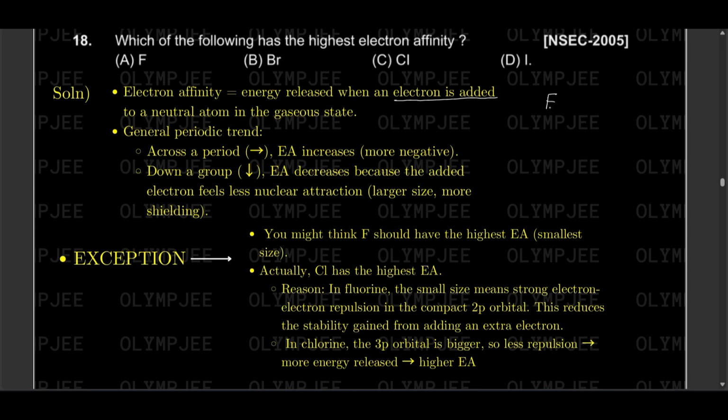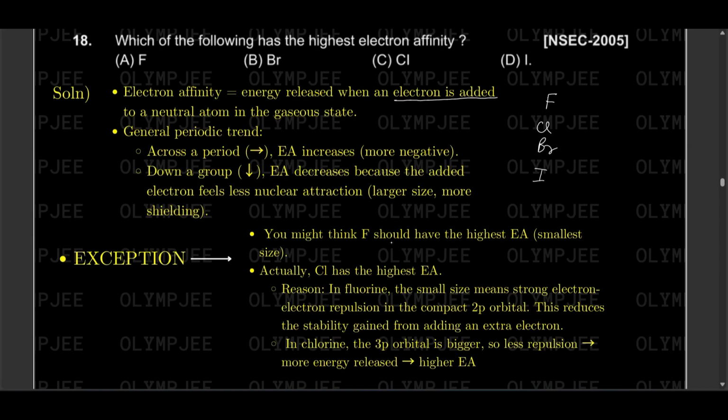So you might think that since they belong to the same group, the one at the top, which is fluorine, must have the highest electron affinity, because we know that it decreases down the group. So I must have the least and F must have the most negative EA. But there is an exception.